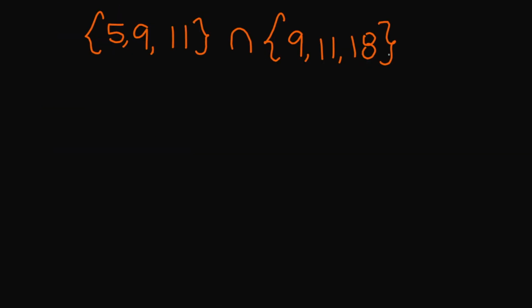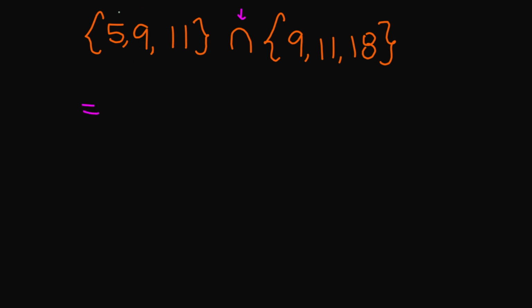Let's look at this example here. Notice here that my symbol looks like the letter N, and this means intersection. So we need to find the intersection between these two sets here, which means the numbers that belong to both A and B, belong to my first and my second set.